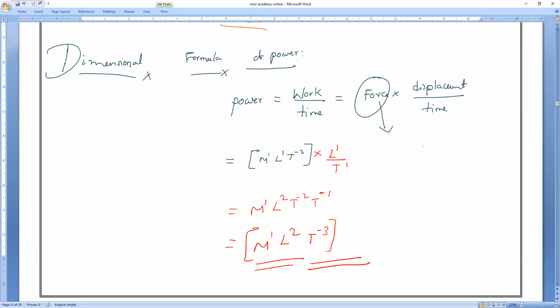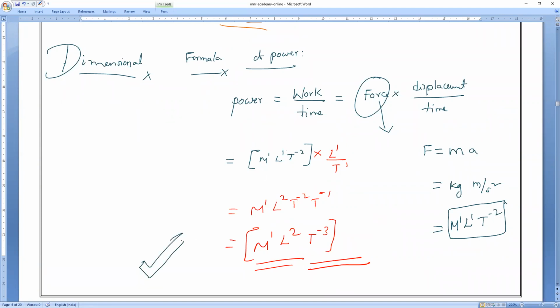Dimensions of force: force is equal to mass into acceleration. Mass is kg. Acceleration is meter per second square. So kg means M power 1, meter means L power 1, second square in the denominator means T power minus 2. Is it difficult to learn? It's very easy. Am I right or wrong? Everybody? Yes, please, all of you. So this is what you have to remember. So this is the dimensional formula of power. I'm teaching everything very perfectly. Anybody having any doubt, you can ask me. Please have a glance.